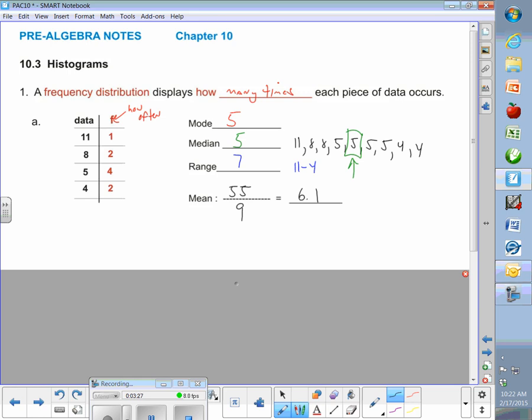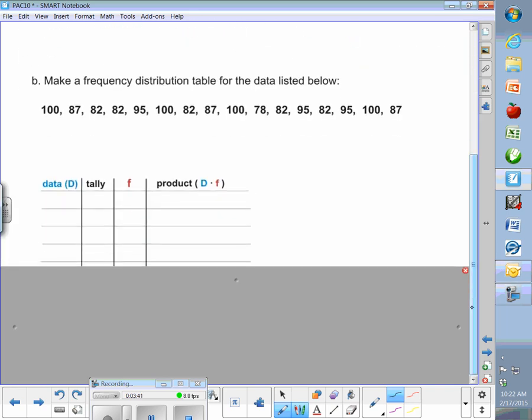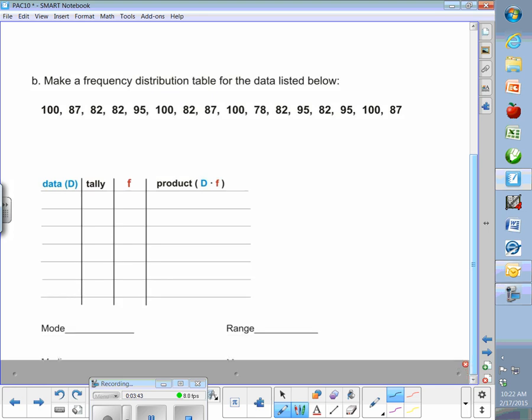A frequency distribution. Be careful. It is not a stem and leaf plot. The left side is the data, and the right side is how often that piece of data occurs. All right, let's take a look at this second scenario.